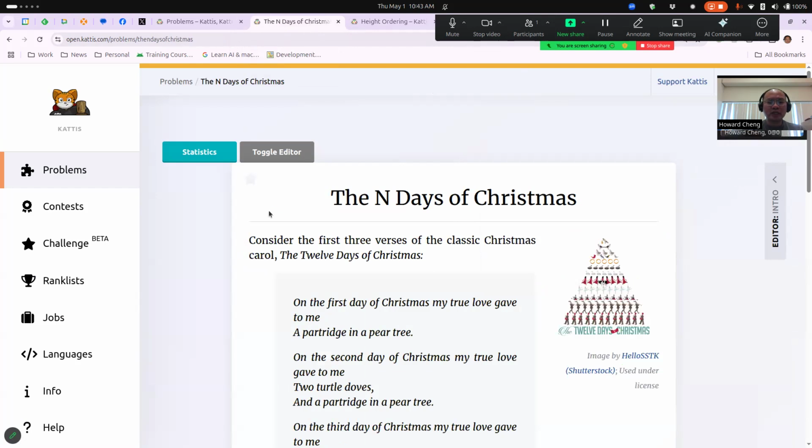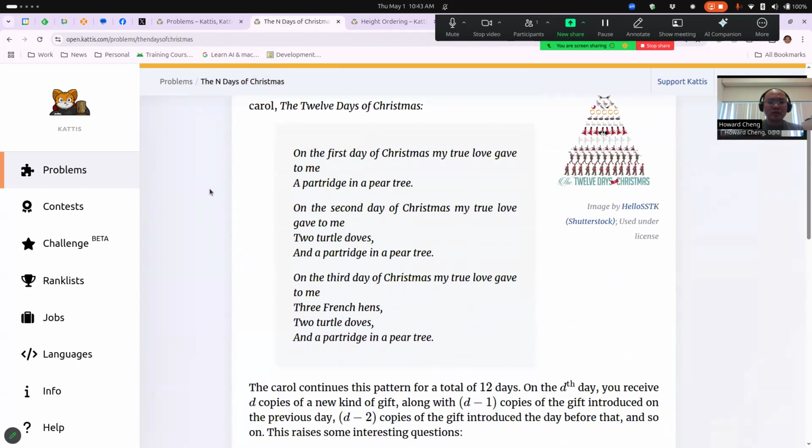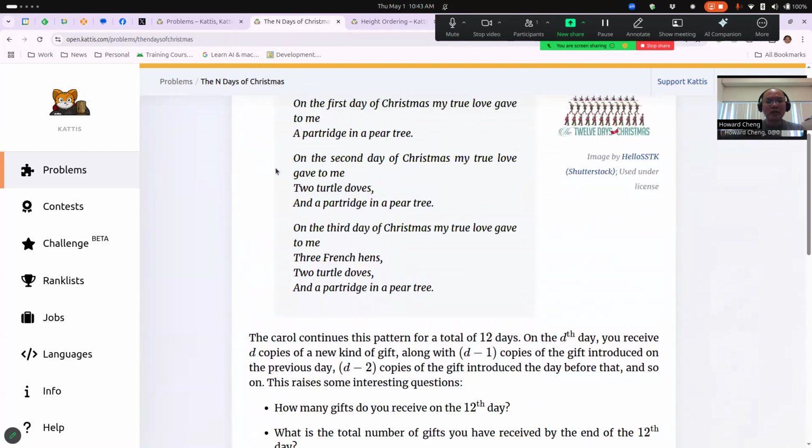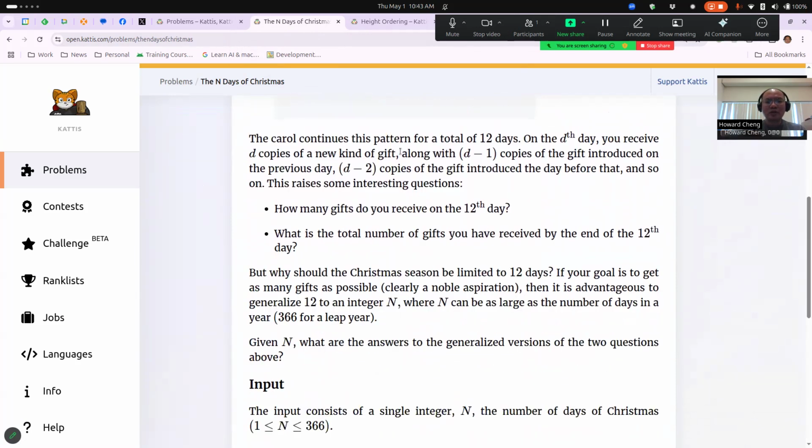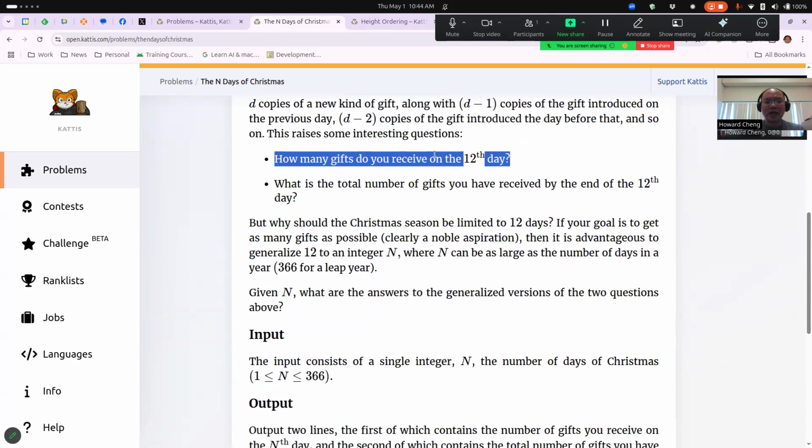Okay, next problem, the days of Christmas. So you have this song of N days of Christmas. So every day it's one of something, the next two of something, three of something, four of something. So basically on the Dth day, you have D of something plus D minus one of something plus D minus two of something. In other words, it's 1 plus 2 plus 3 all the way up to D. So you want to know on a certain day, in this case they want to generalize on an nth day, how many gifts do you receive? So it's 1 plus 2 plus 3 all the way to n.